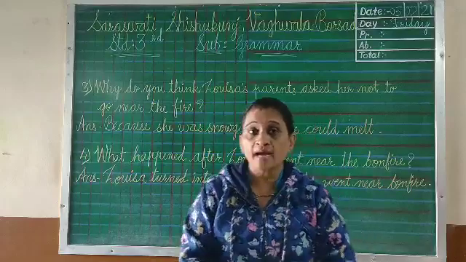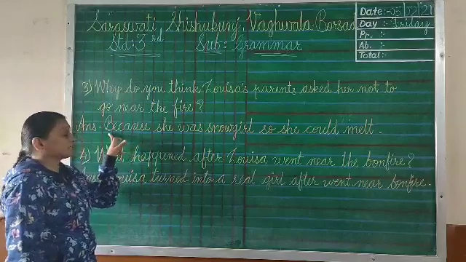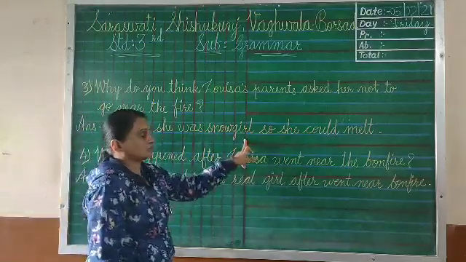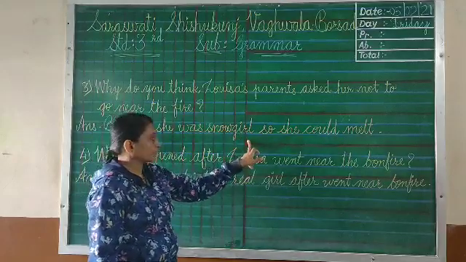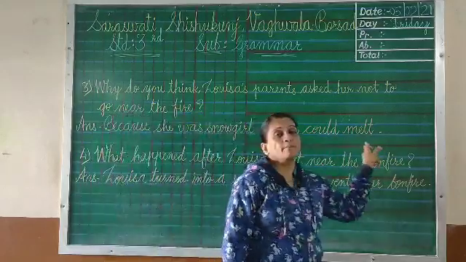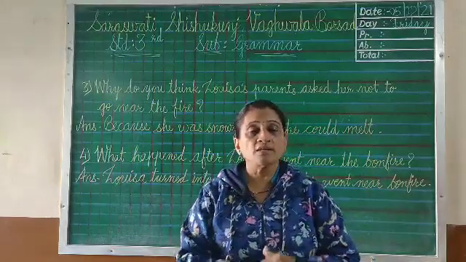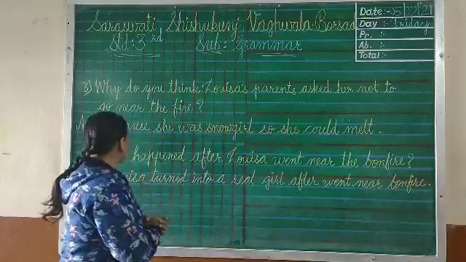But how will we write the answer? See, first of all you have to start with Because, and the first letter should be capital. Because she was a snow girl. Who, she? Louisa. Louisa was a snow girl. So she could melt if she goes near the bonfire. Okay. Now see the fourth number.